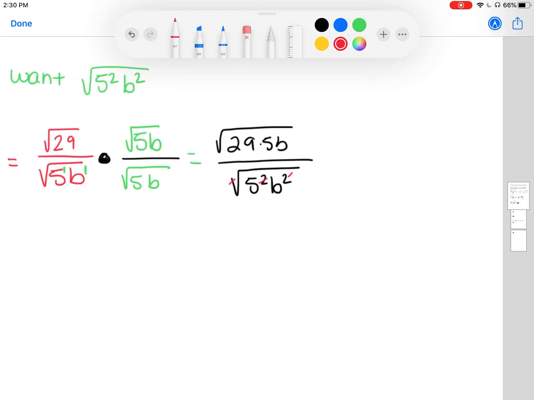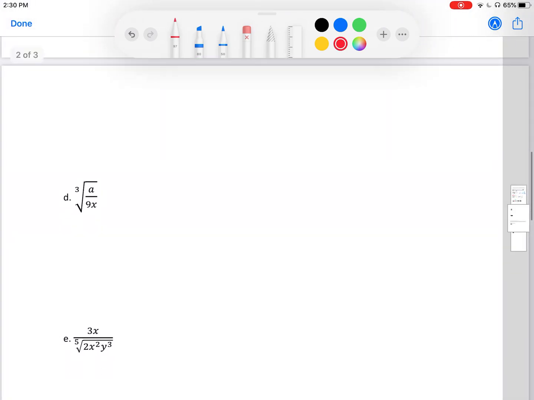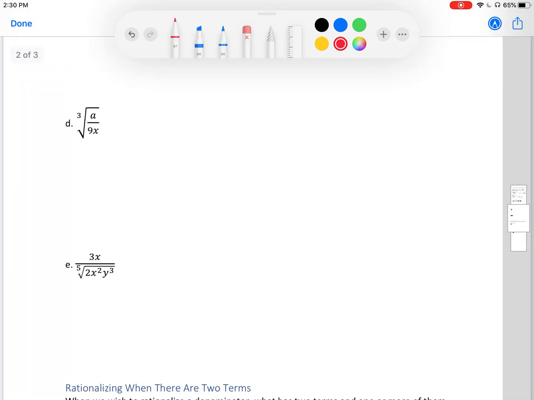Now, just as we want, the radical cancels out the squares, so that we're left with 29 times 5, 145, square root of 145b divided by 5b. Remember, your goal is to not have a radical in the denominator. Let's do another one.